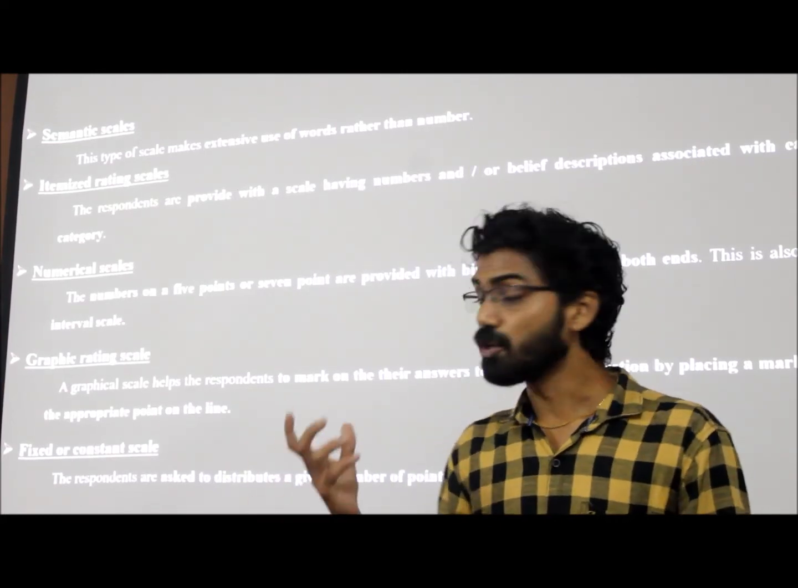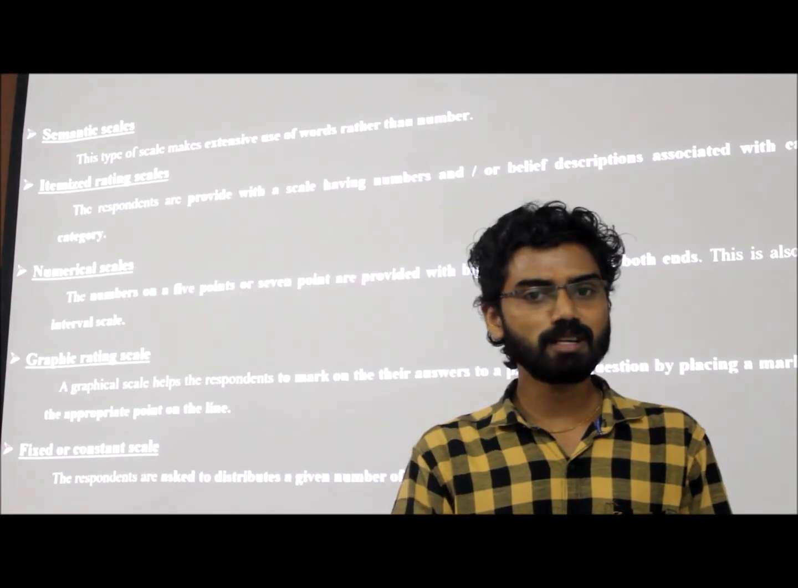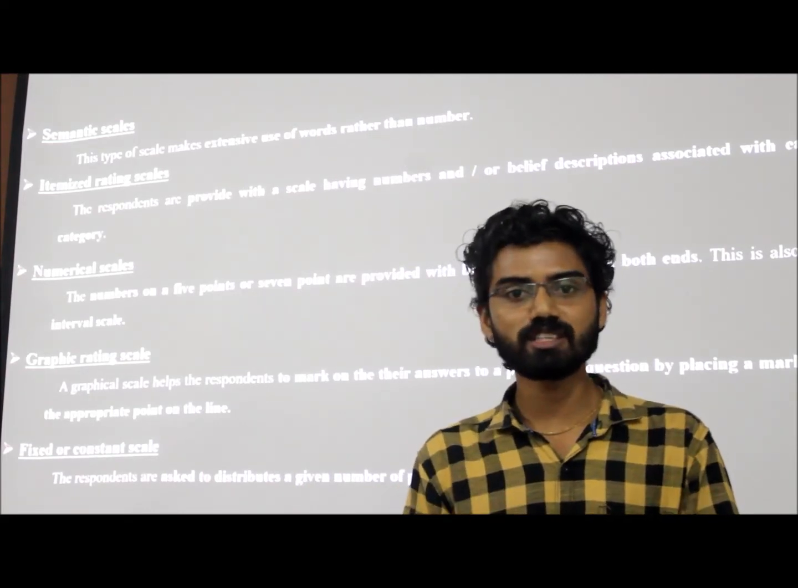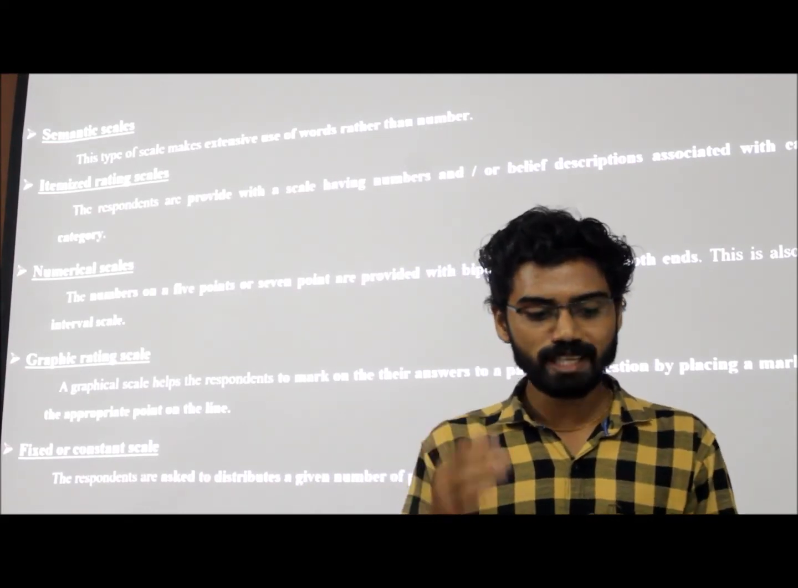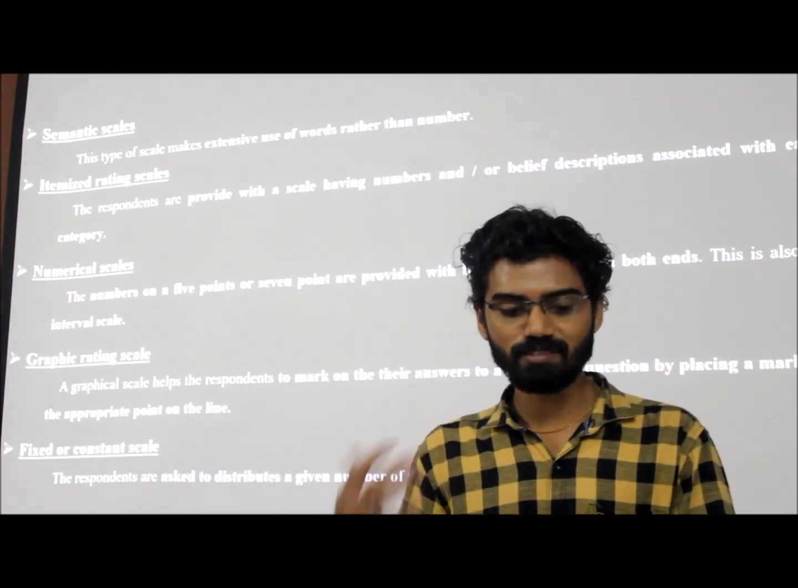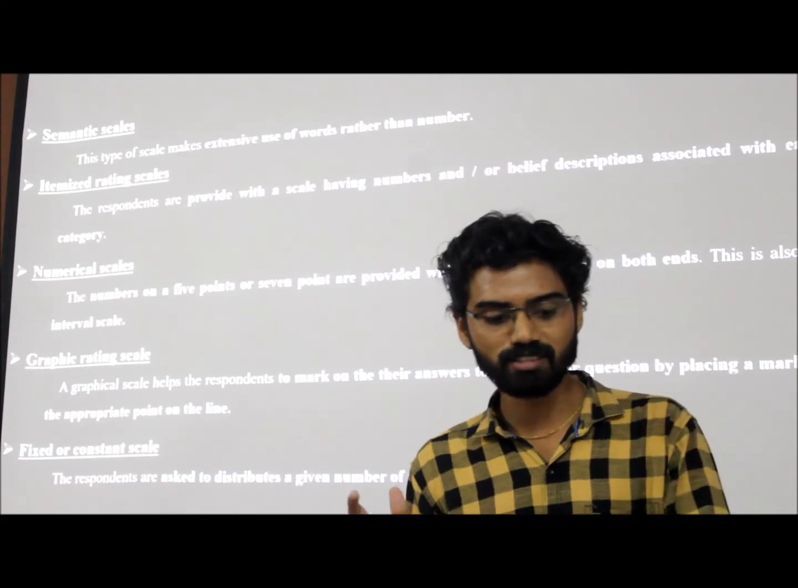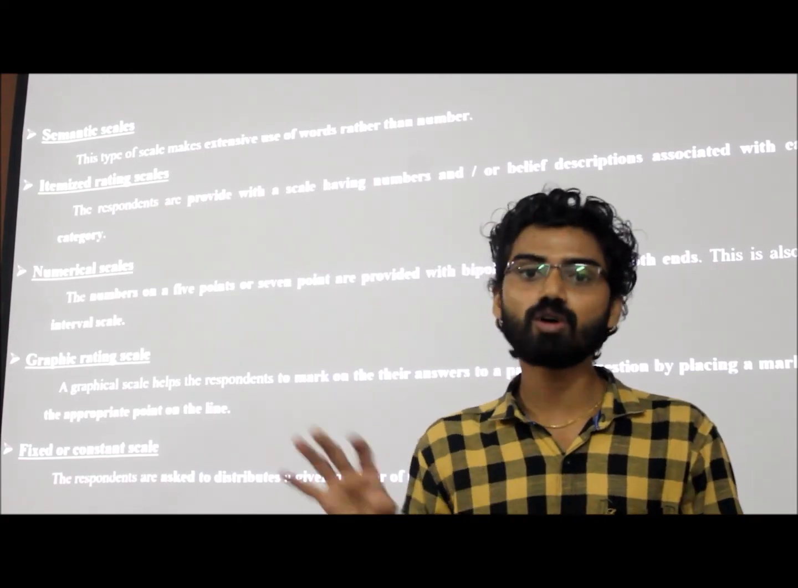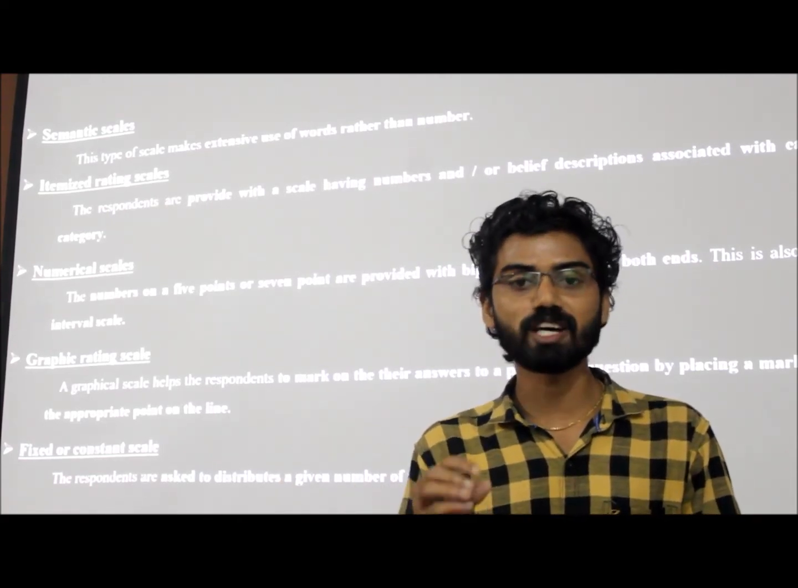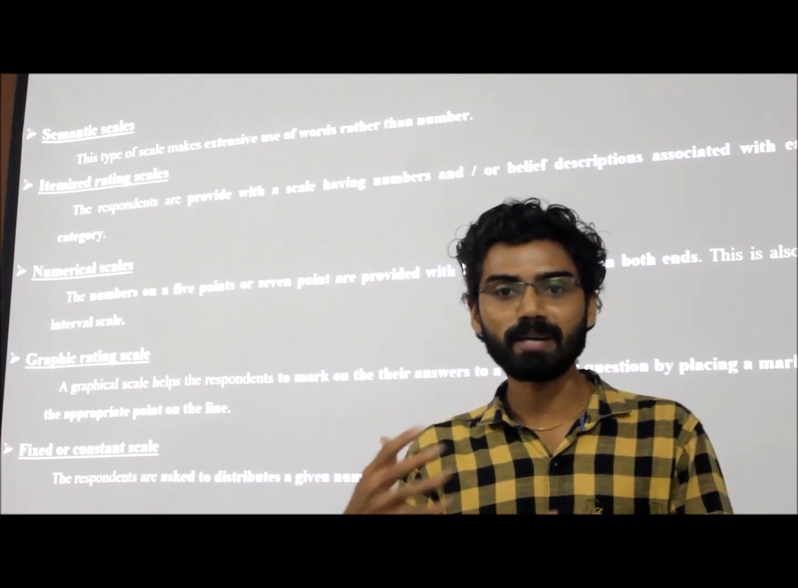And next one is numerical scales. From the name itself, it is clear that we are using the numerical measurements. Okay, so the numbers on a 5 points or 7 points are provided with bipolar objectives on both ends. That can be called as numerical scale, and it is also called as the interval scale because we are using the numerical measurements to measure something.